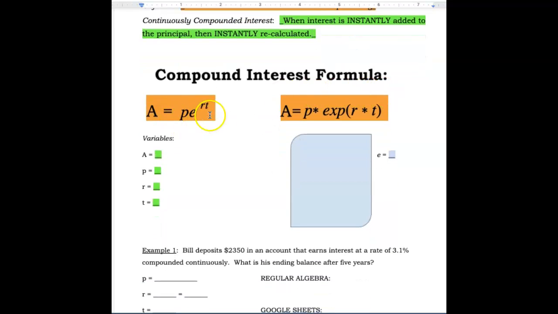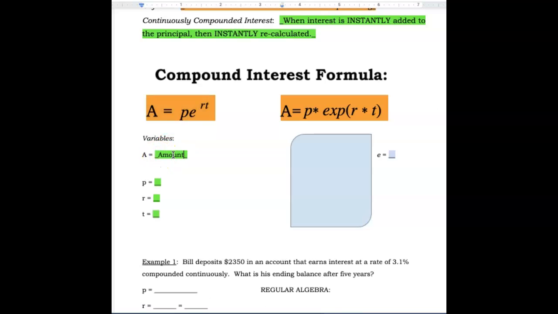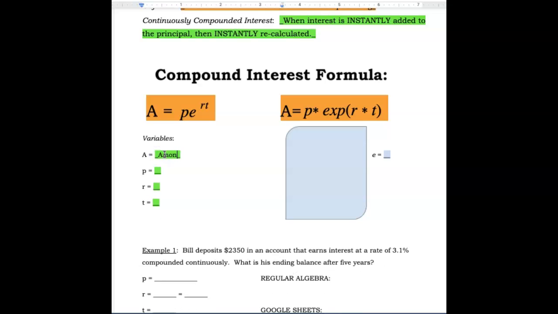So the compound interest formula. This is how it looks in regular algebra. The amount equals the principal times e raised to the RT, the rate times time. So it's this new thing, e here. We'll get to that in a minute. A is the amount. P is the principal, which is the amount you're investing. By now we know R is the rate as a decimal, like 2% would be 0.02. And T is time in years.